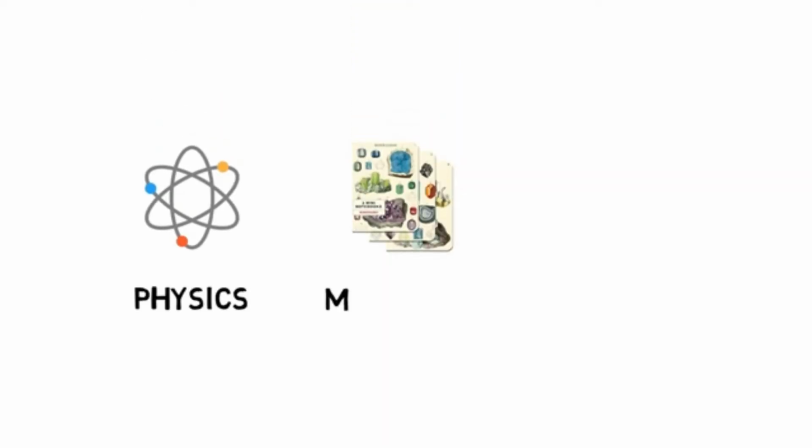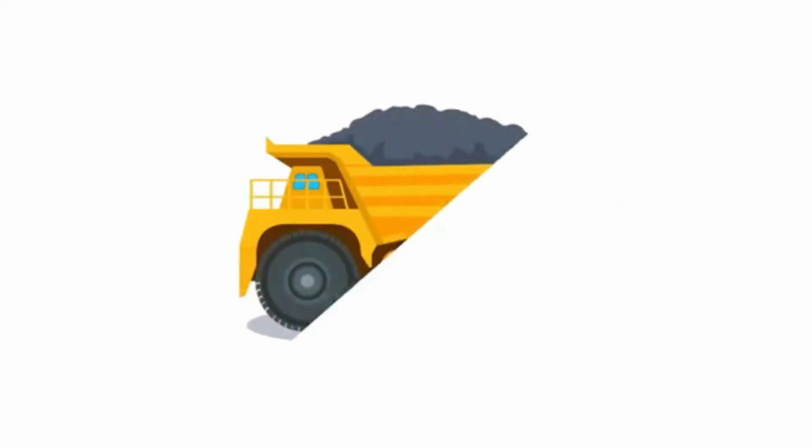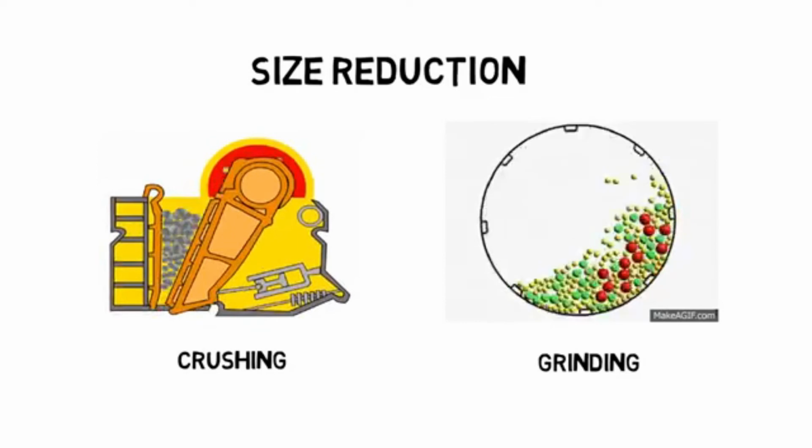Mineral processors need to have a strong understanding of physics, mineralogy, and chemistry to find the optimal method to process the ore. When you first receive the ore from the haul trucks, you will need to reduce the size of the ore through a series of crushing and grinding stages. This is where the physics and mineralogy comes in.